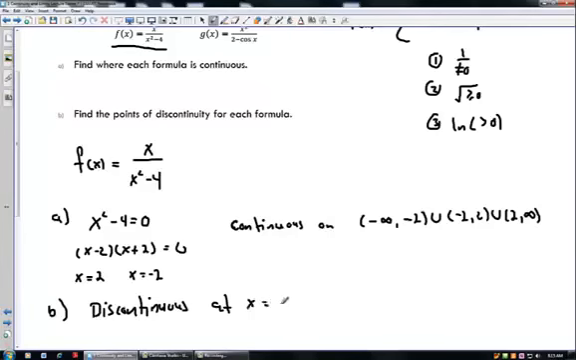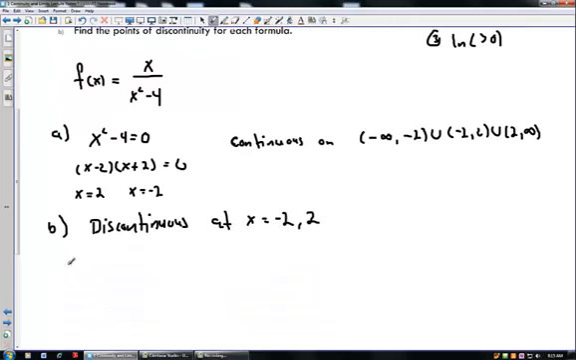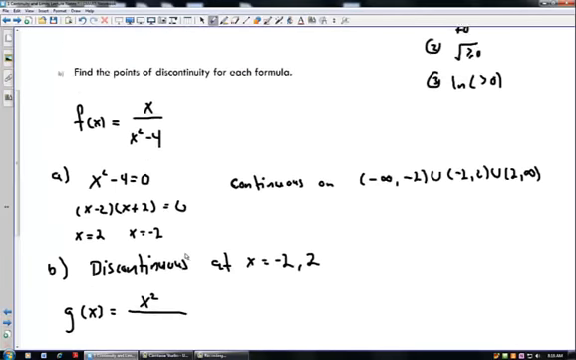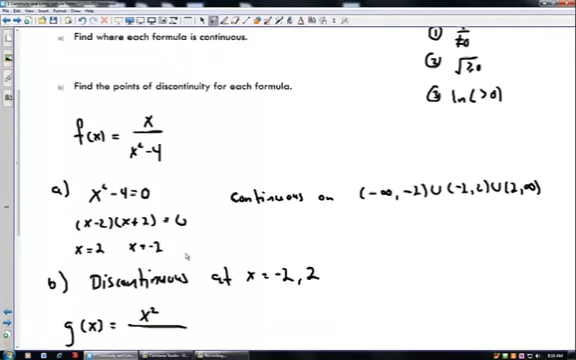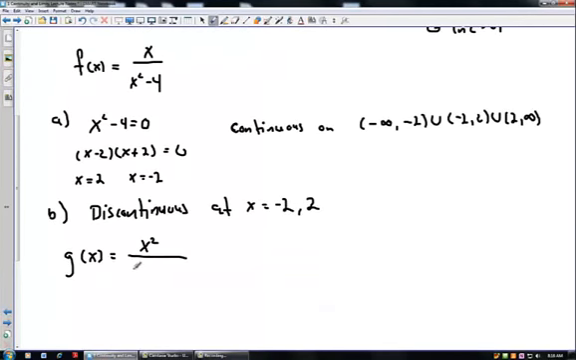At x equal negative 2, and I just put a comma, and 2. Let's do g of x. So g of x is equal to x squared divided by 2 minus cosine x.